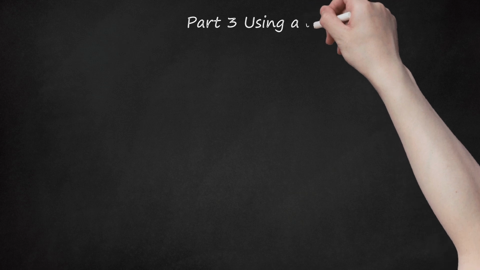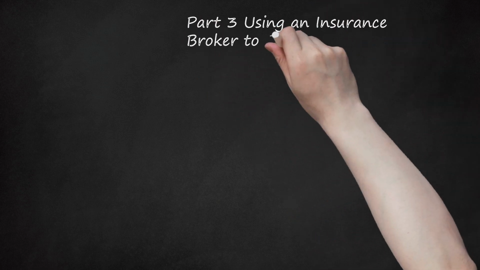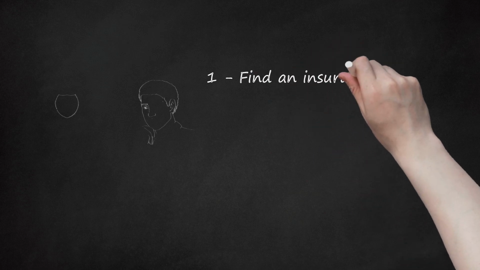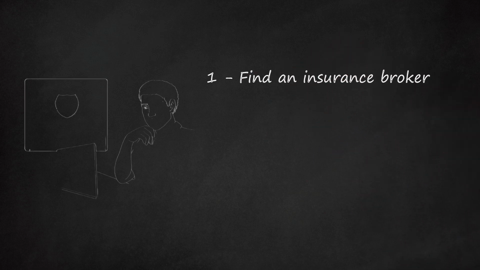Part 3. Using an insurance broker to find policies. 1. Find an insurance broker. You need to talk to an insurance broker in order to properly calculate how much liability insurance you will need. Even if you want to buy insurance on your own, you should still consult with an experienced broker. You can find brokers in the following places.